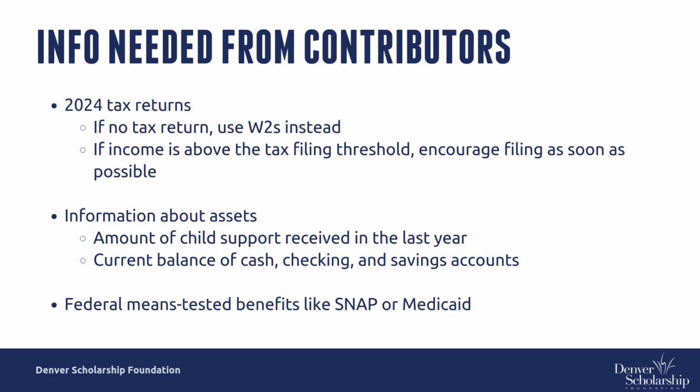So for this fall 2025, that will be 2024 tax returns. If the family hasn't filed taxes yet, you want to check to see whether they were required to file. We have a resource for that in the binder. And if they were required to file because their income was above the tax filing threshold, they should get those taxes filed as soon as possible because it will be necessary in order to complete the financial aid process.